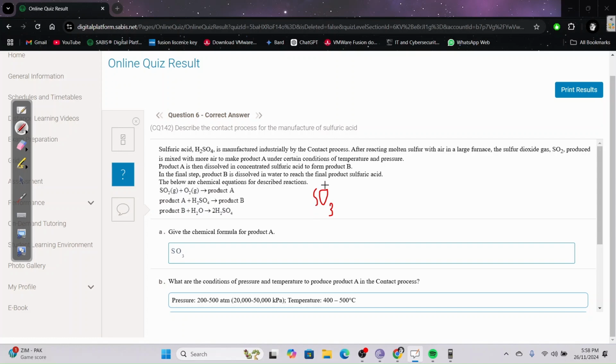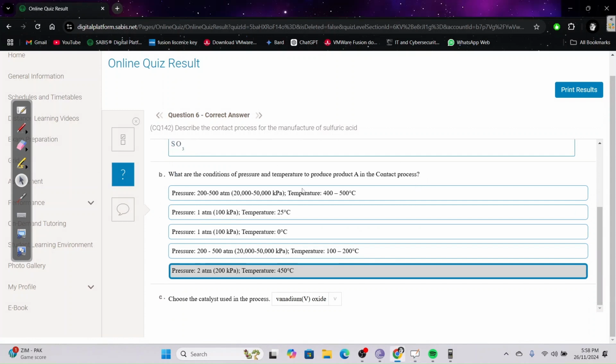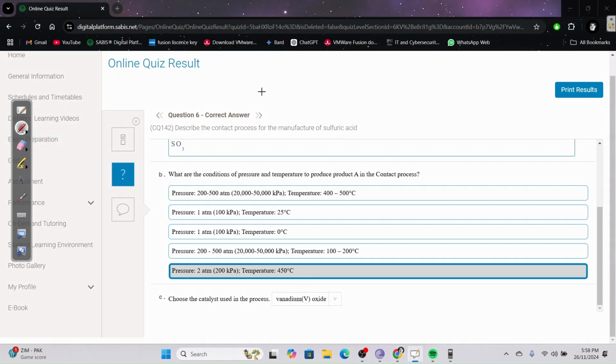Okay, just memorize it. There isn't really a way for me to explain it. Okay, what are the conditions? So first of all, temperature is always 450 degrees Celsius. And remember, one atmosphere is 100 kilopascals. So two atmospheres, you multiply by two on both sides, 200 kilopascals.